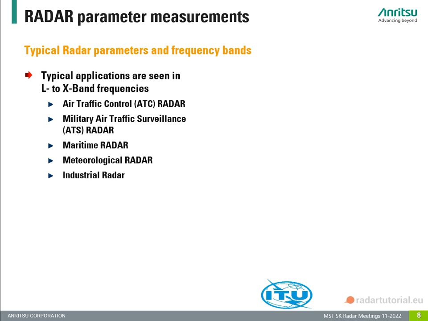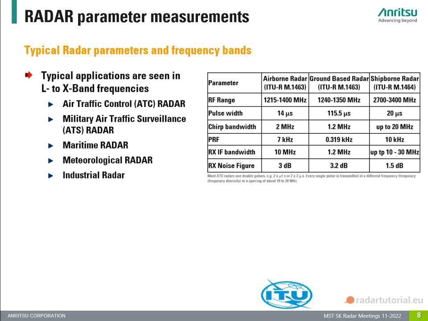Now let's discuss a little bit more in depth the pulse parameters of the different radars. There are typical parameters for air traffic control, primary surveillance radar, secondary surveillance radar, maritime or meteorological radar applications. The industrial sensors are usually much higher in frequency and much higher in bandwidth. Usually, you can find information about radar signals in the publicly available ITU recommendation series.